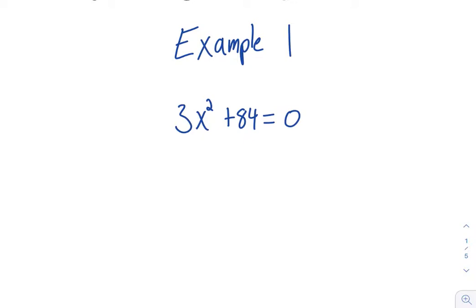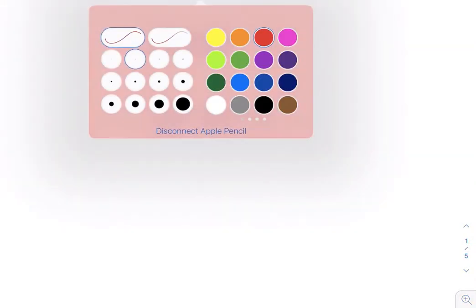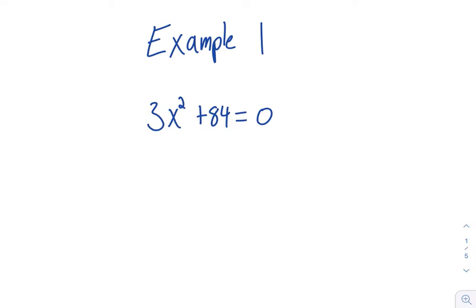So if you're solving by taking the square root, the first thing you want to do is make sure your quadratic is equal to 0. And then once you have that, you want to start getting the x squared term by itself. And that's going to look the same way as if it was an x term, right? In this case, you want to cancel out that plus 84, so you're going to subtract 84 on both sides. That'll give you 3x squared equals negative 84.